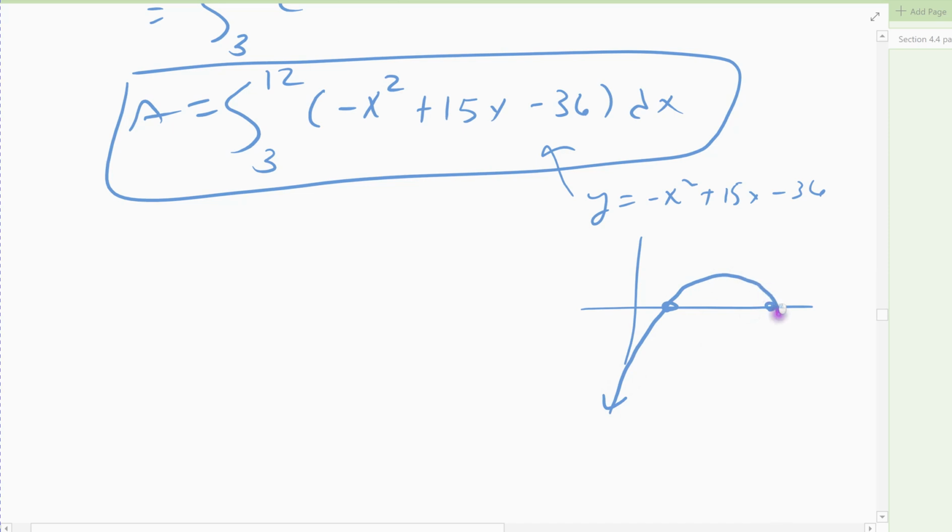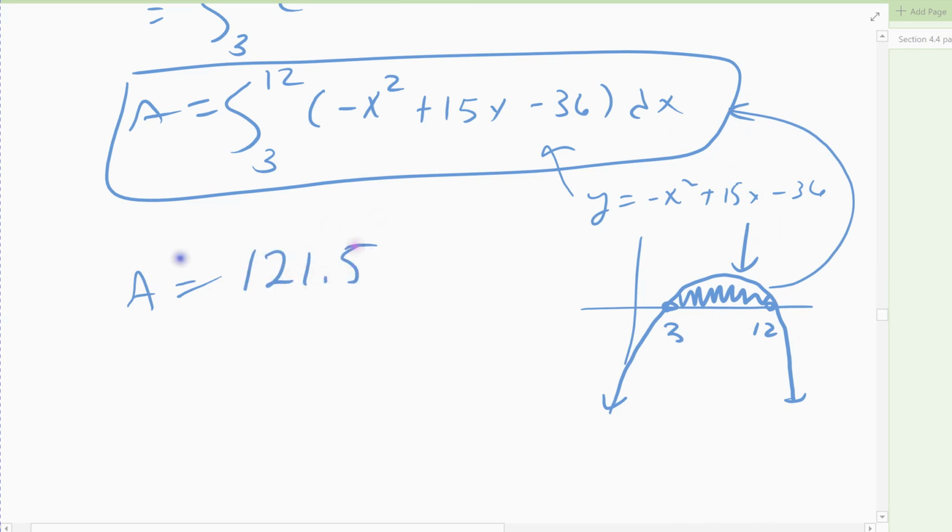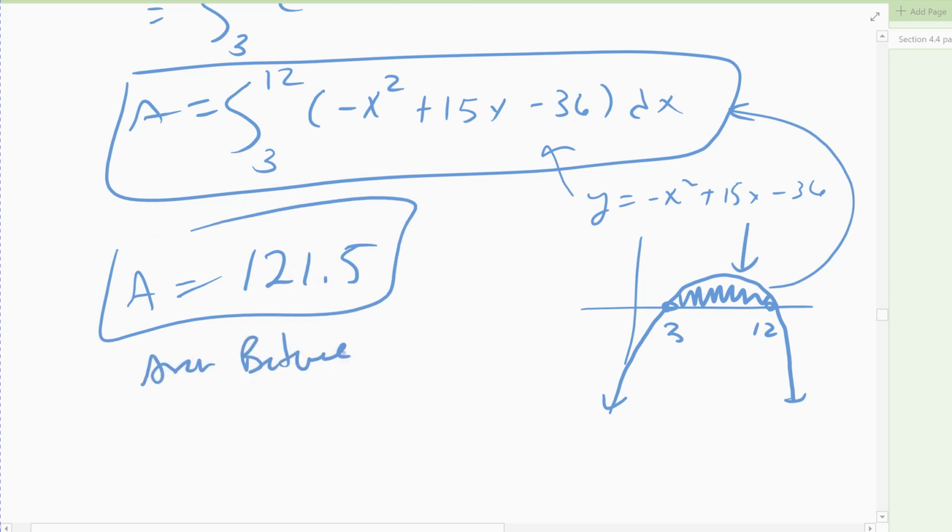Alright, which comes out to a parabola like this. This is 3, this is 12. And then shade that area in. That area equals the definite integral. So again, that's what this shaded region equals. And it comes out positive. It comes out 121.5 is the area enclosed by f of x and g of x. Alright, so area completely surrounded by those two functions.